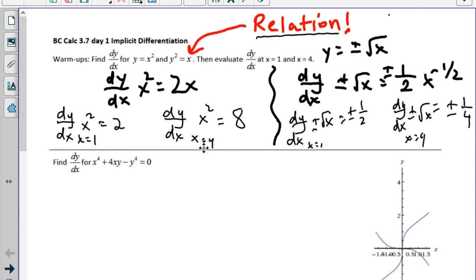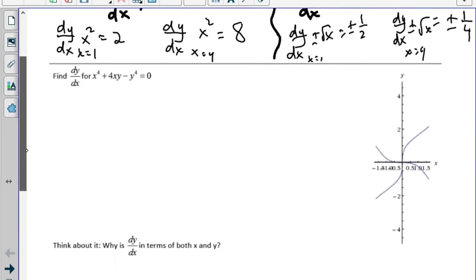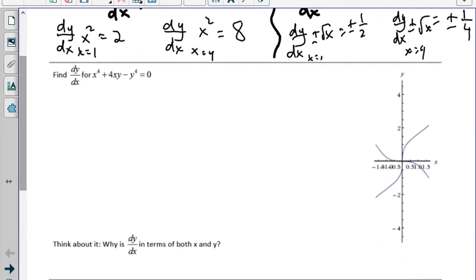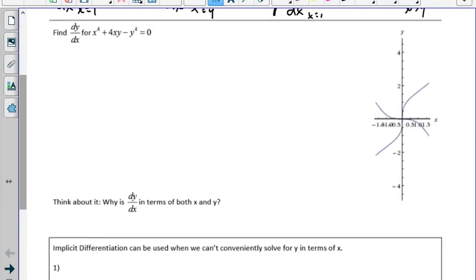So one thing that we might want to do is be able to find slopes of tangent lines where we're dealing with change in y over change in x. That's what dy dx stands for. One thing we might want to do is find these slopes of tangent lines for graphs that are not necessarily functions of y or functions of x.